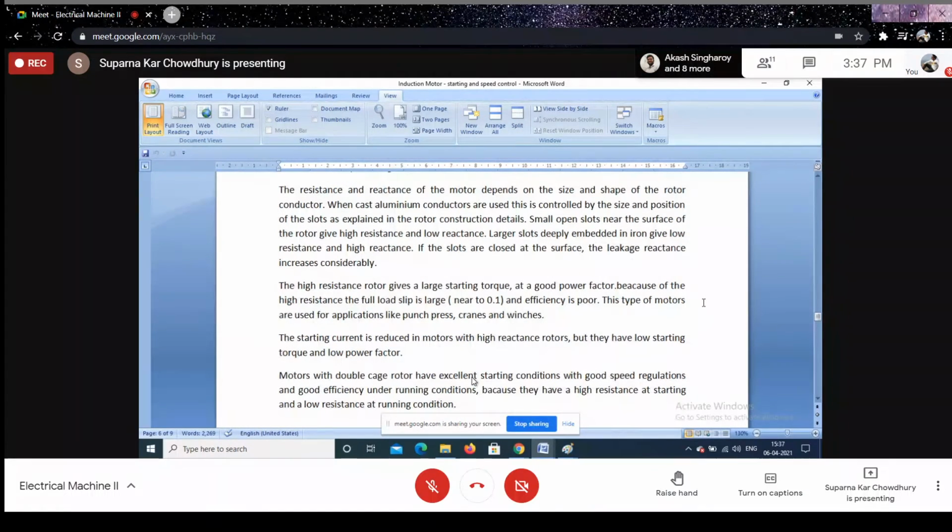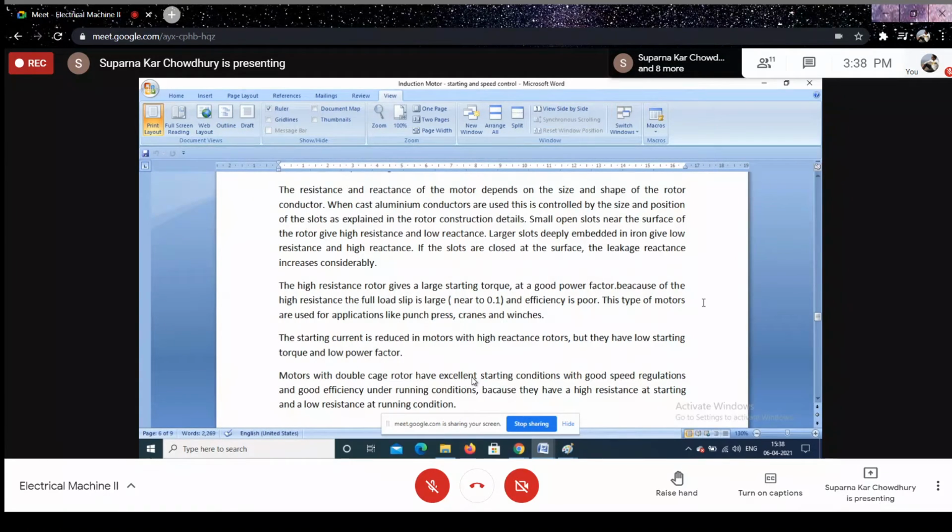As I told, we will discuss it during the construction in detail. Whether the motor is designed with high resistance or high reactance, those are design parameters. Now the advantage and disadvantage is that the high resistance rotor gives a large starting torque at a good power factor because of the high resistance. The full load slip is large, but efficiency will be poor.